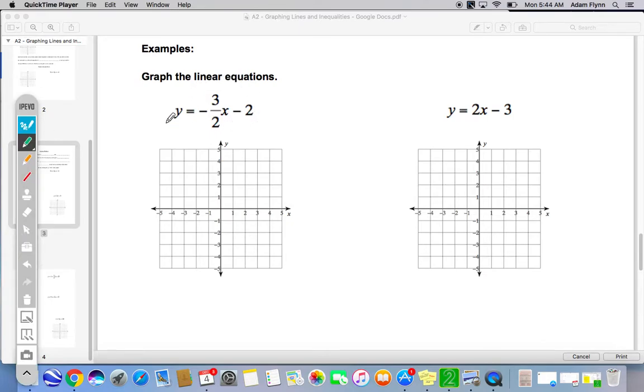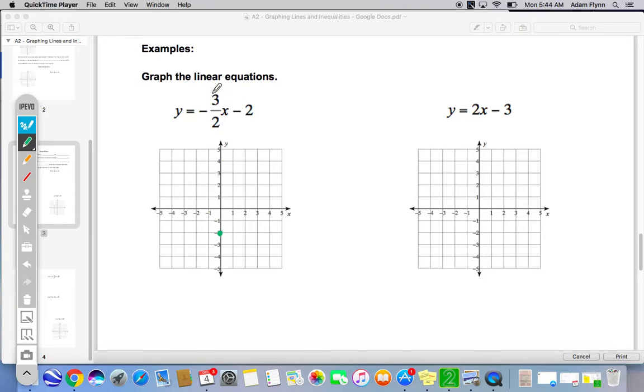Okay, so for this first example, we have an equation where y is isolated. So we have y equals mx plus b. So this is a slope-intercept form equation. So I know my b is -2, so that's where I want to start. So from 0, I'll go down to -2, make my first point.